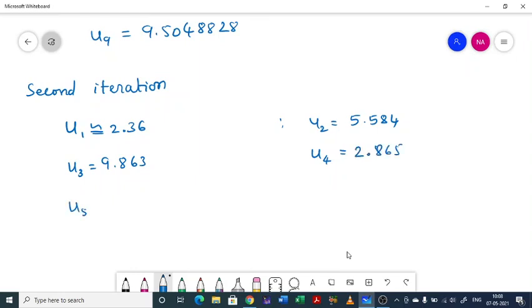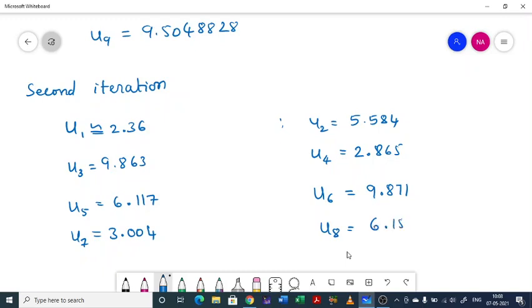u5 we will be getting 6.117, u6 9.871, u7 3.004, u8 will be getting 6.156, u9 9.507. So this will be the required solution.